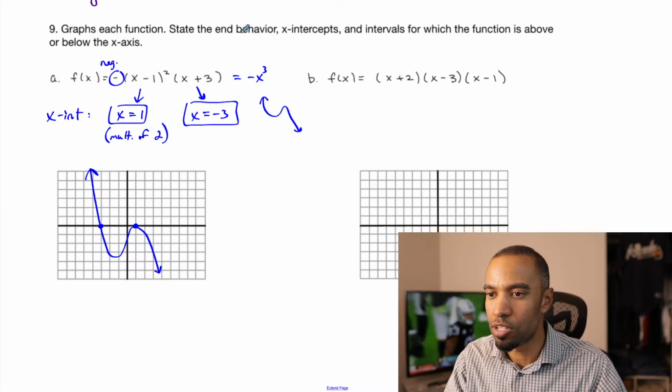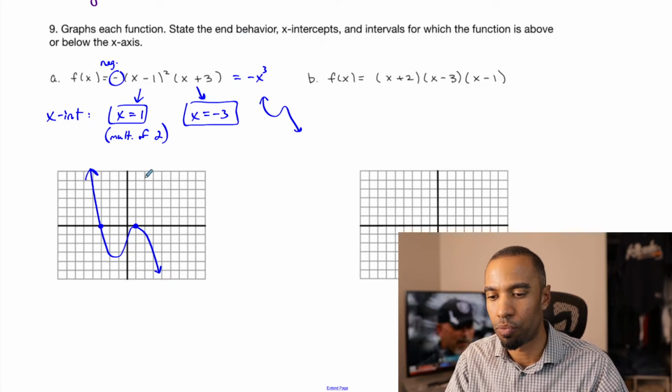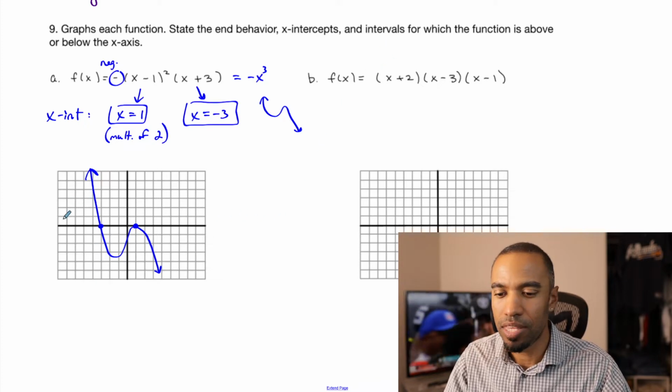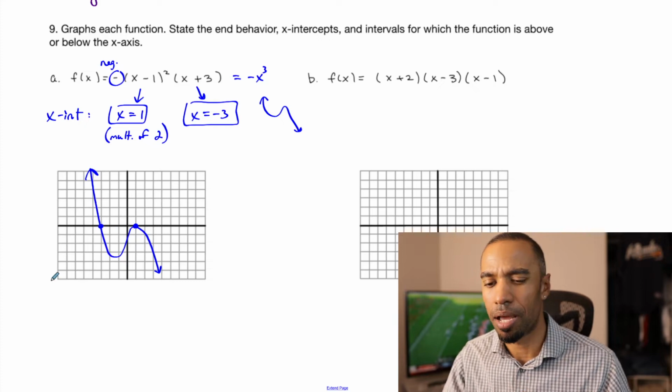Now, some other things that they want us to mention here. We did mention the x-intercepts. We have those of 1 and negative 3. Okay, those are the x-intercepts. What about the end behavior? The end behavior, I kind of said it, starts up, finishes down, but that's not proper.